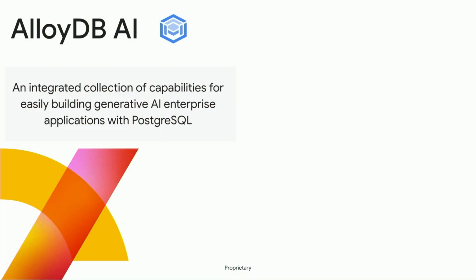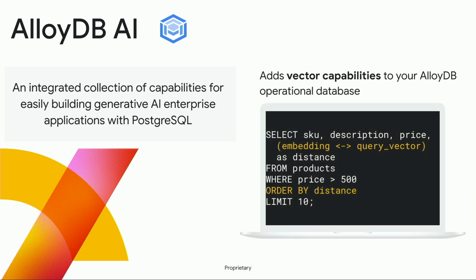So how does AlloyDB fit into the picture? AlloyDB is an integrated set of capabilities to help you build your generative AI applications. You enable the vector in AlloyDB, and then you can convert an existing operational database into a vector database, right? It allows you to add columns supported by vector, and then you can do embeddings.